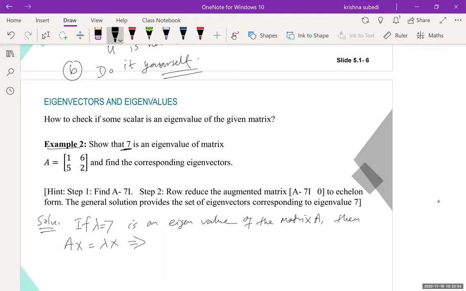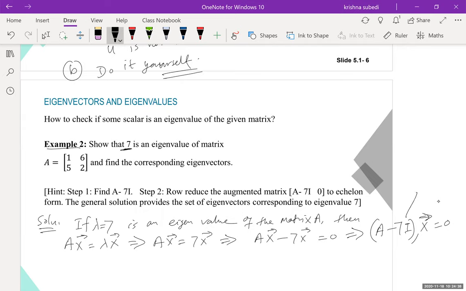In other words, we can write this as AX equals 7X, which means AX minus 7X equals zero, which means A minus 7 times x equals 0. But notice that A minus 7 is undefined. In order for this to be defined, I'll write I to represent the unit matrix. I is the unit matrix, okay?